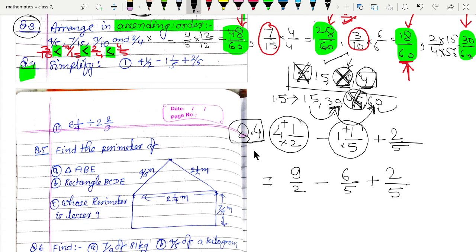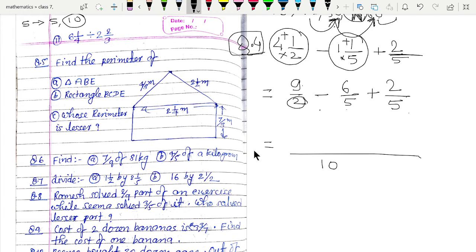And now if we divide 10 by 2, what is the outcome? 5. And 5 into 9, we multiply 5 into 9, that is 45. Now if we divide 10 by 5, the result is 30? No, it's not 30, it's 2, because when you divide 10 by 5 you get 2. And 2 into 6 is 12. Again this 5 will divide 10, we get 2, and 2 twos are 4.